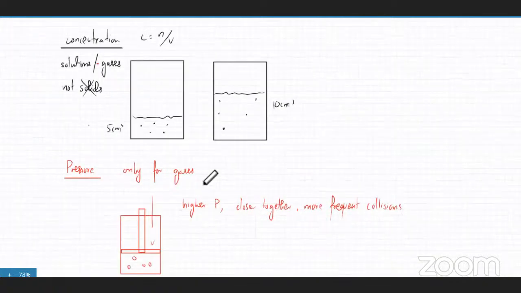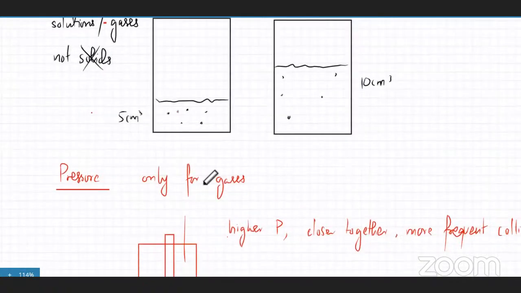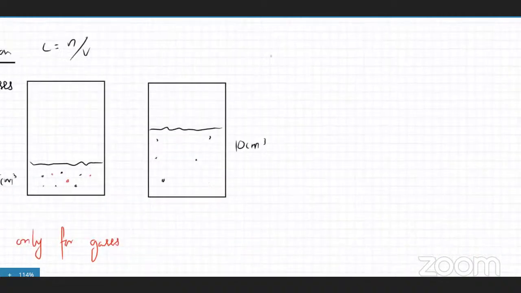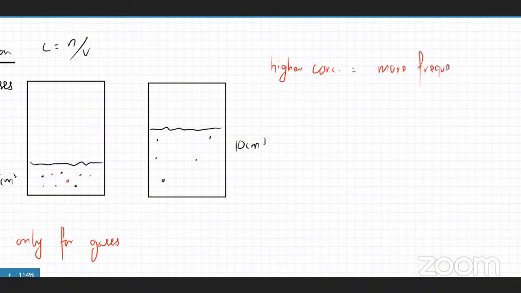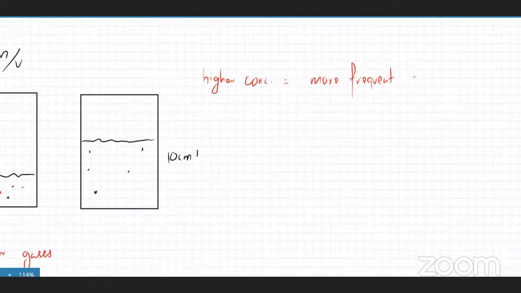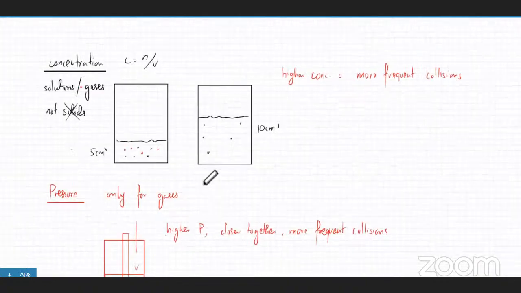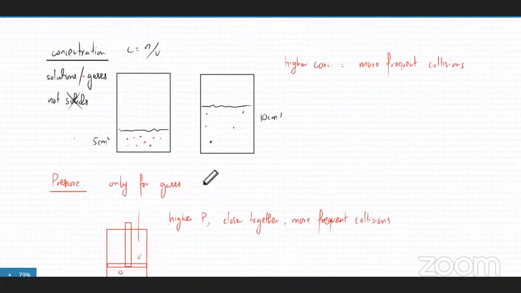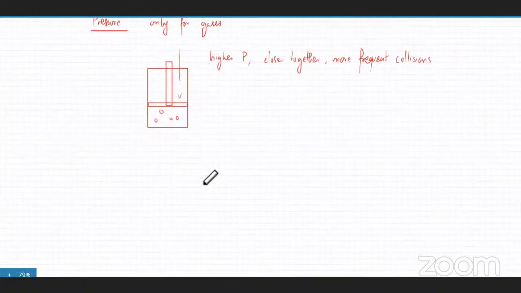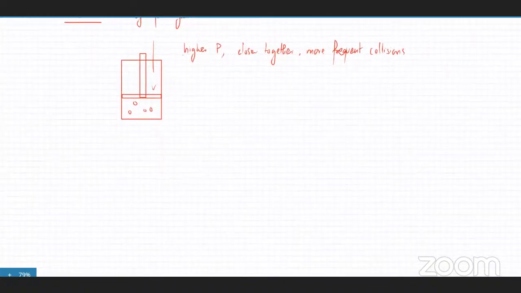In the first one also, if it's more concentrated, you're going to get more frequent collisions. So in the first one as well, if you have higher concentration, what do you have? You have more frequent collisions. So focus on the word frequency of collisions. Next one, number 3. What's the third factor? We talked about temperature, right?